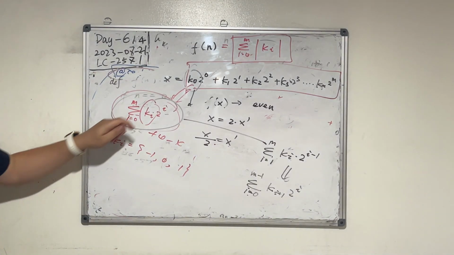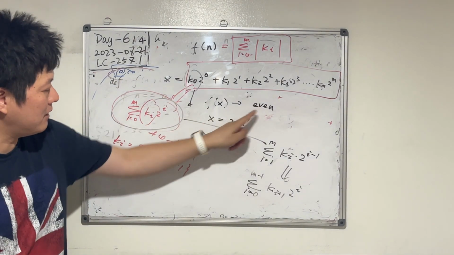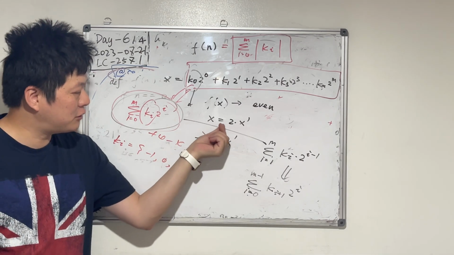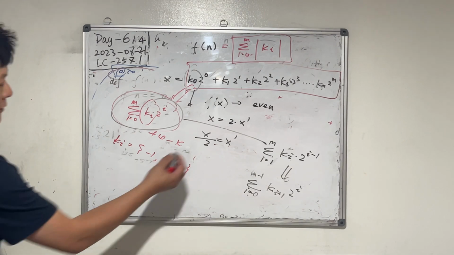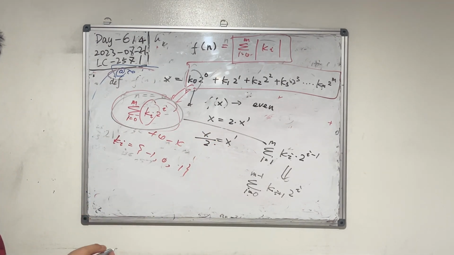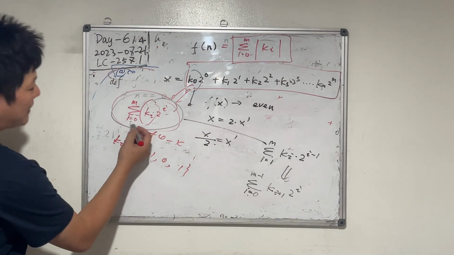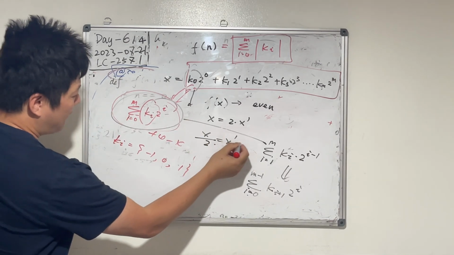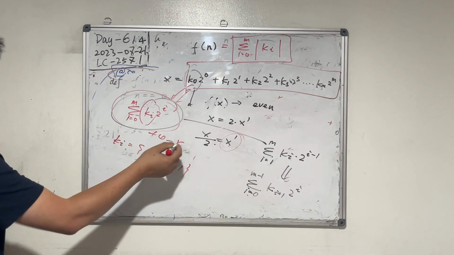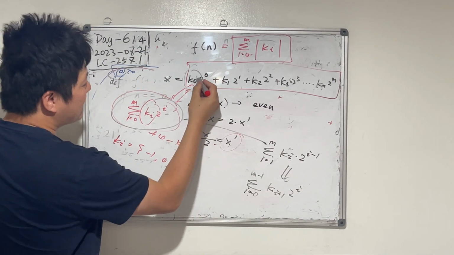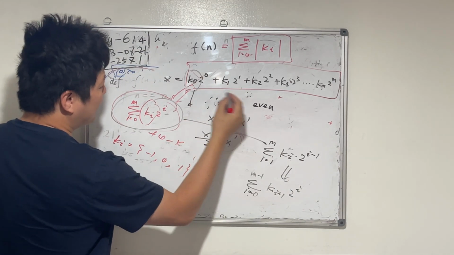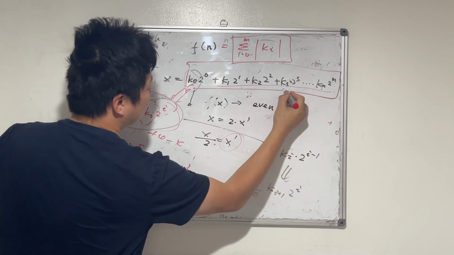Okay, let me repeat, okay? If x is an even number, then we can write it as 2 times x apostrophe. Okay, and then we divide it by 2 on both sides. The left side is x apostrophe. The right side we divide by 2 because k0 is 0, so we get rid of this item. So basically this thing is divided by 2.